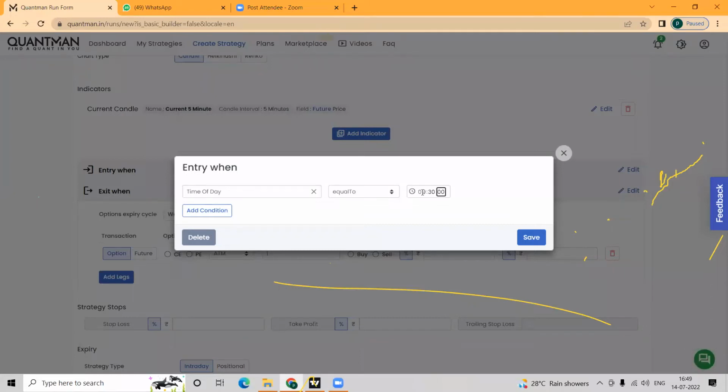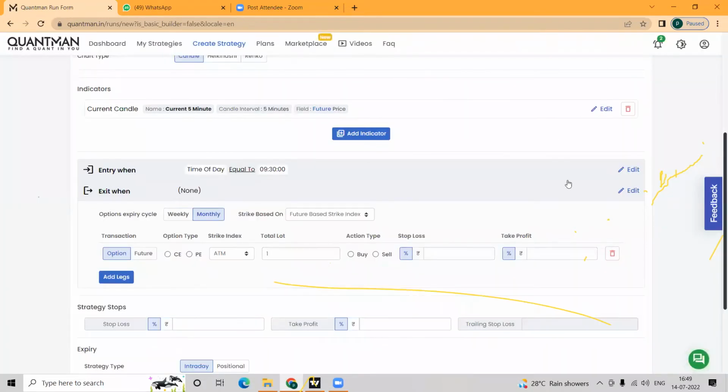Why do we do that? Say, for example, you are going to place the order at 9:30. A lot of orders will be hit then, so there is a high probability you will lose to slippages. So instead of losing to slippages, you may give 15 seconds or something like that. But for simplicity's sake, I am giving 9:30. So every day at 9:30, I am going to do a short straddle in weekly options.